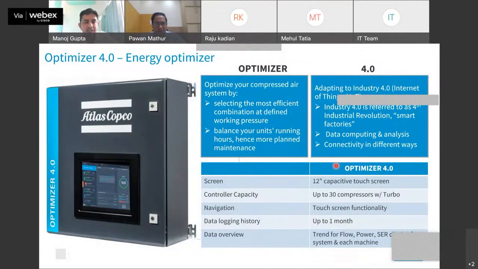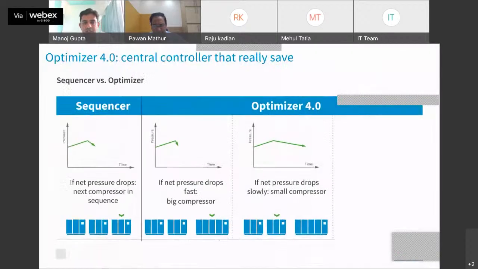Then we have an optimizer available with us, where multiple compressors are there. Then we can use the optimizer, which fulfills the requirement of Industry 4.0. And you can see the data computing up to 1 month, and we can connect up to 30 compressors.